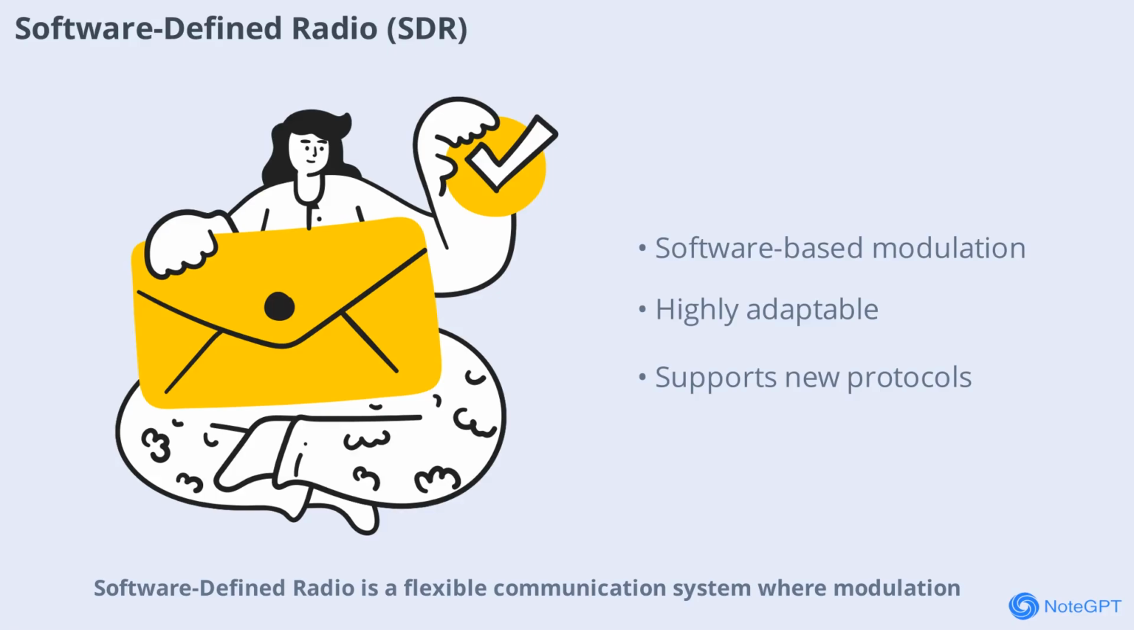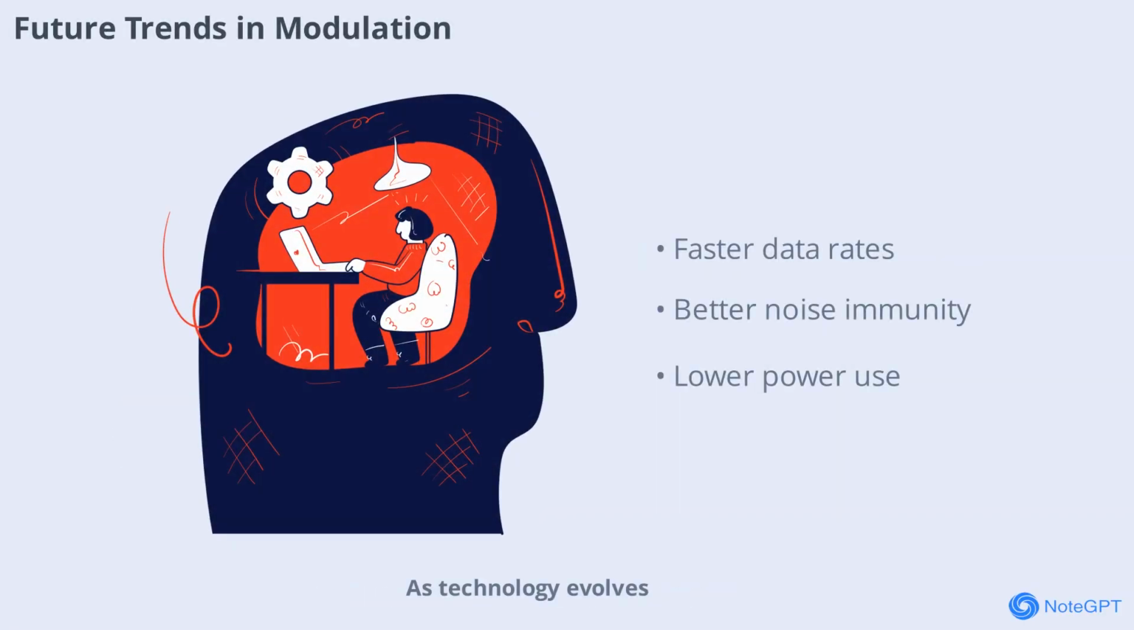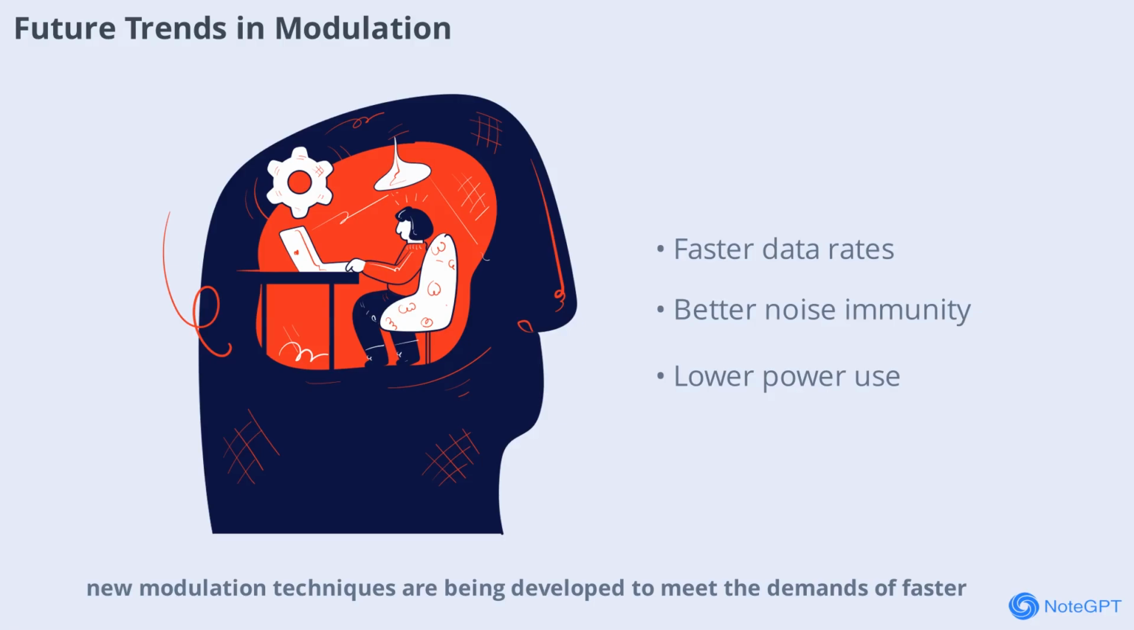Software-defined radio is a flexible communication system where modulation and demodulation are performed by software rather than hardware. SDR allows for rapid adaptation to new standards and protocols, making it a powerful tool for research, development, and modern communication networks. As technology evolves, new modulation techniques are being developed to meet the demands of faster, more reliable communication.